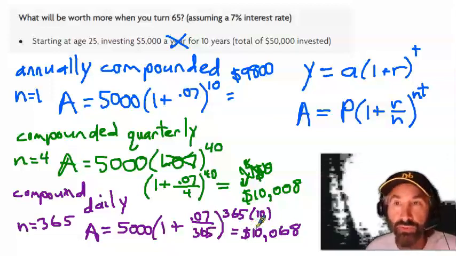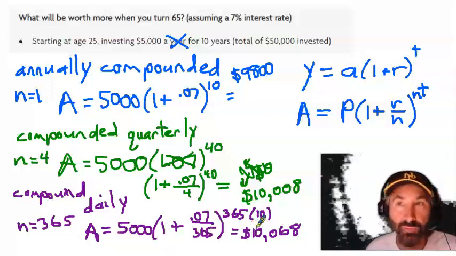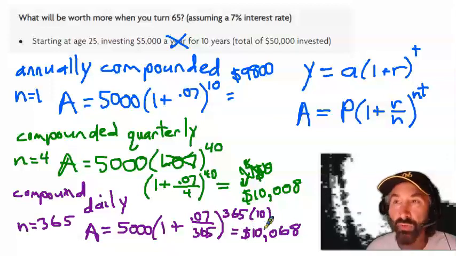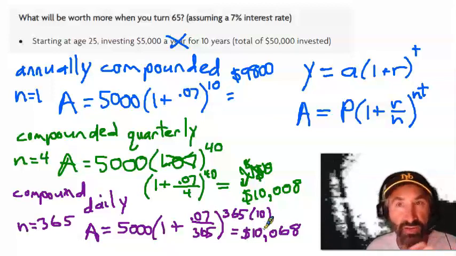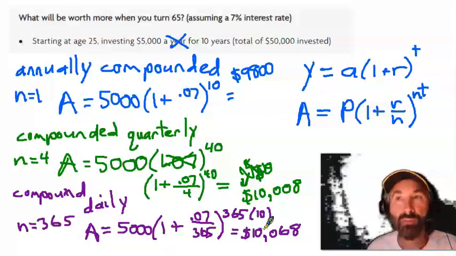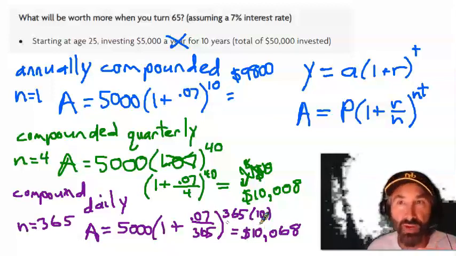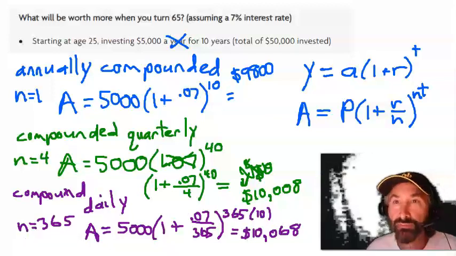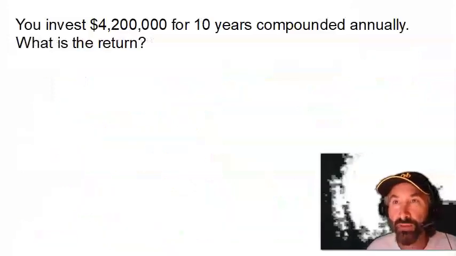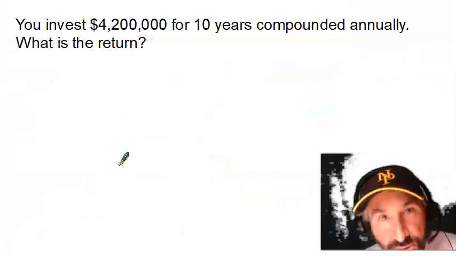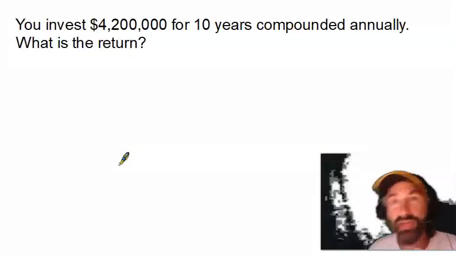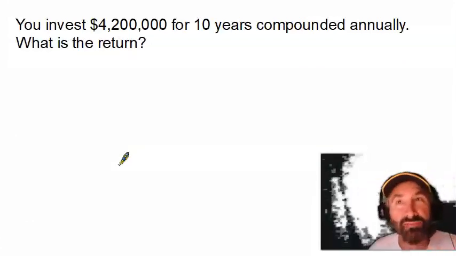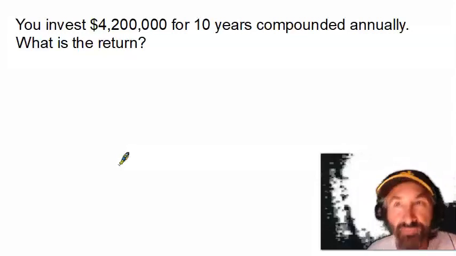Now, let me show you a couple problems that I have for you for homework. I'll give you credit for giving me video notes for copying these down, taking a picture and submitting them, but I also want you to try a couple problems, and here we go. So the first problem is, what if you invest $4,200,000 for 10 years compounded annually? I'd like you to calculate, show the calculations, and then give me what you get as your result.